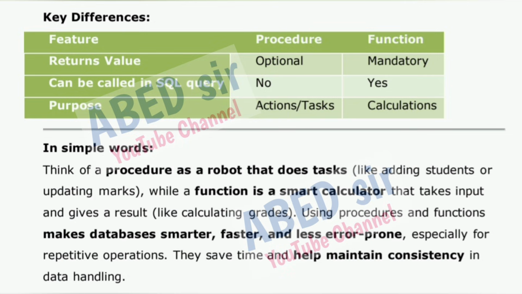Key differences. Feature: procedure, function. Returns value: optional, mandatory. Can be called in SQL query: no, yes. Purpose: actions and tasks, calculations. In simple words, think of a procedure as a robot that does tasks, like adding students or updating marks, while a function is a smart calculator that takes input and gives a result, like calculating grades.